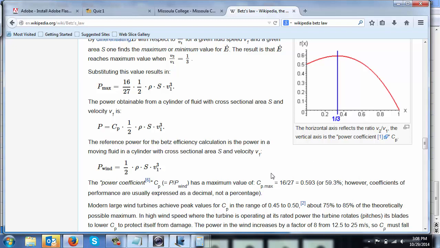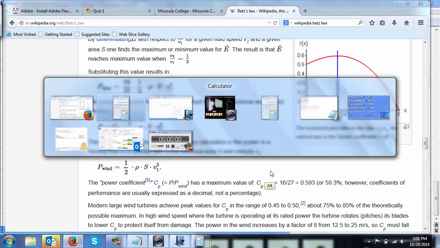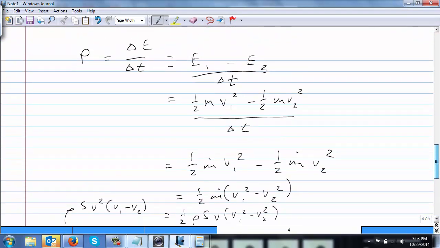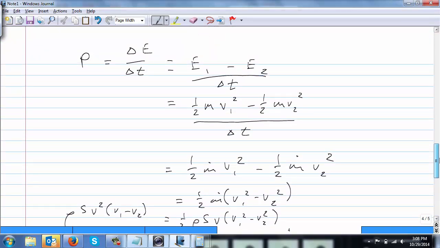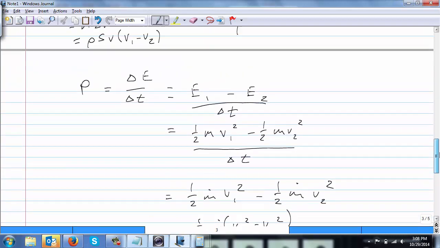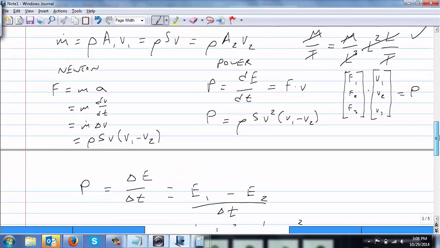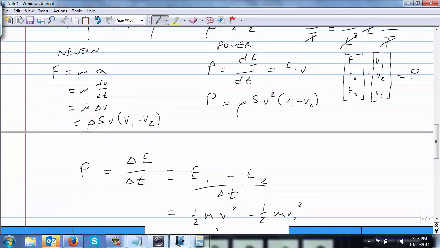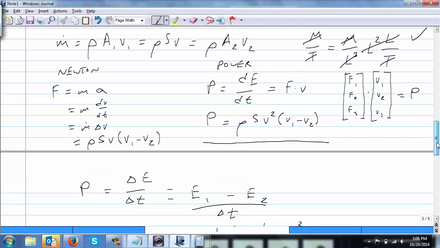It was just one question when we were running through the power. Where we have one half the density times S times V squared times V1 minus V2. Why is the velocity squared in the power right here? And when you broke that down, why do you square the velocity instead of putting the square past the parentheses?